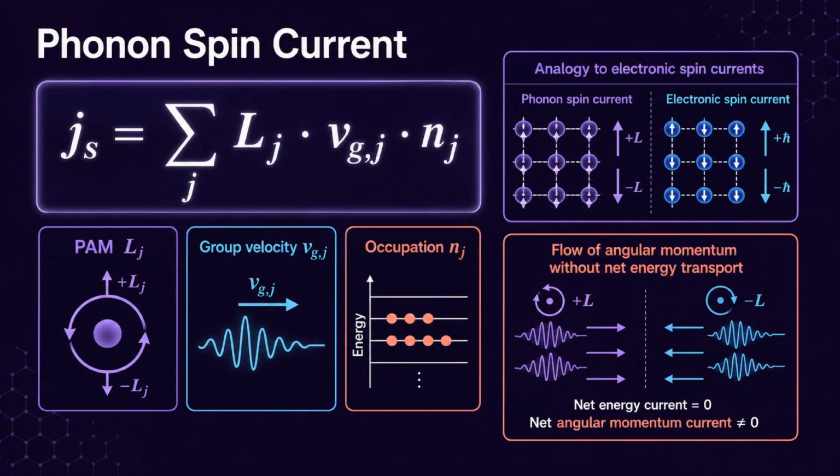Analogous to electronic spin currents, phonon spin currents represent flow of angular momentum without net energy transport. The phonon spin current density is the sum over modes of PAM times group velocity times occupation number. This provides a mechanism for angular momentum transport in insulating materials where electronic spin currents are not available.